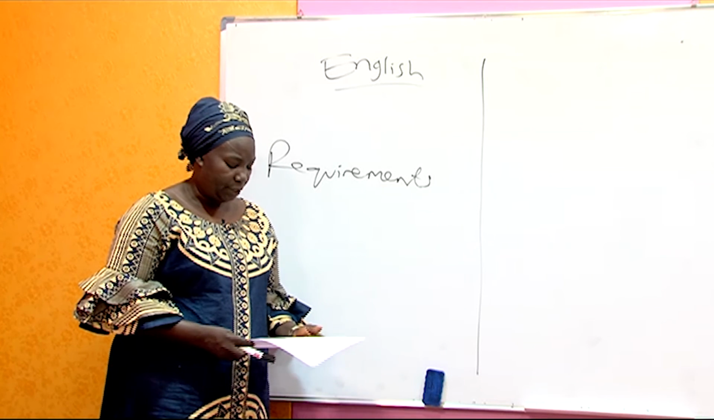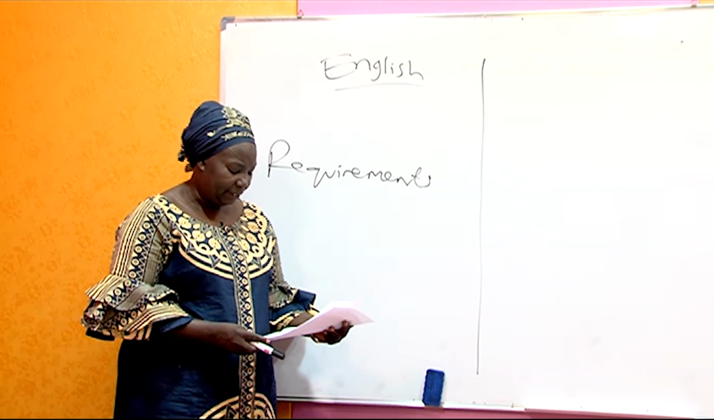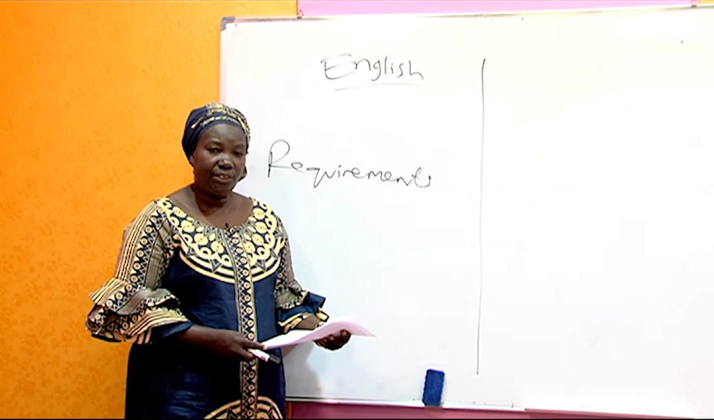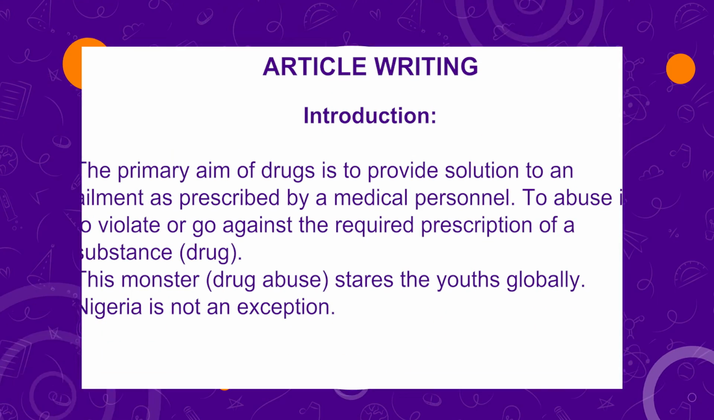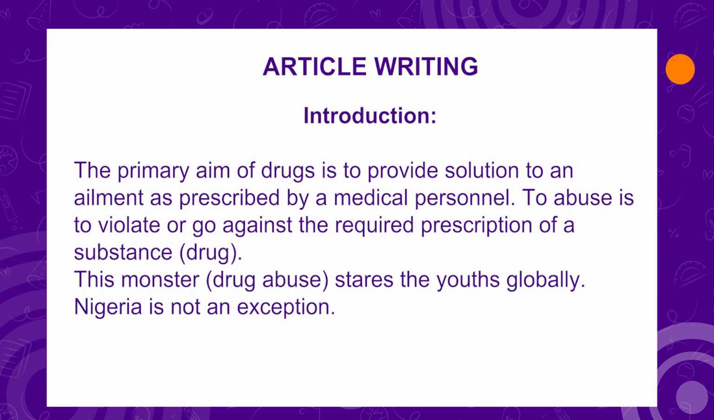As we come to the conclusion of this lesson, we can begin your introduction this way. The primary aim of drugs is to provide solution to an ailment as prescribed by medical personnel. To abuse is to violate or to go against the required prescription of a substance, that is drug. This monster, drug abuse, stirs the youth globally. Nigeria is not an exception.